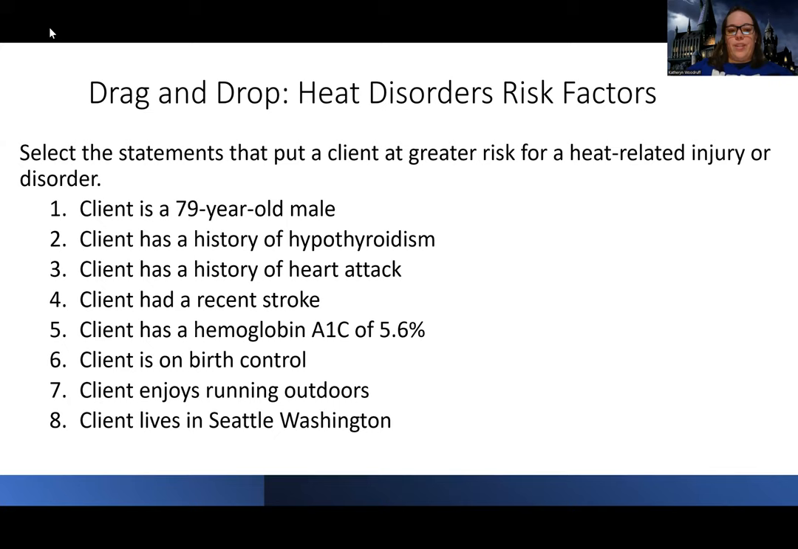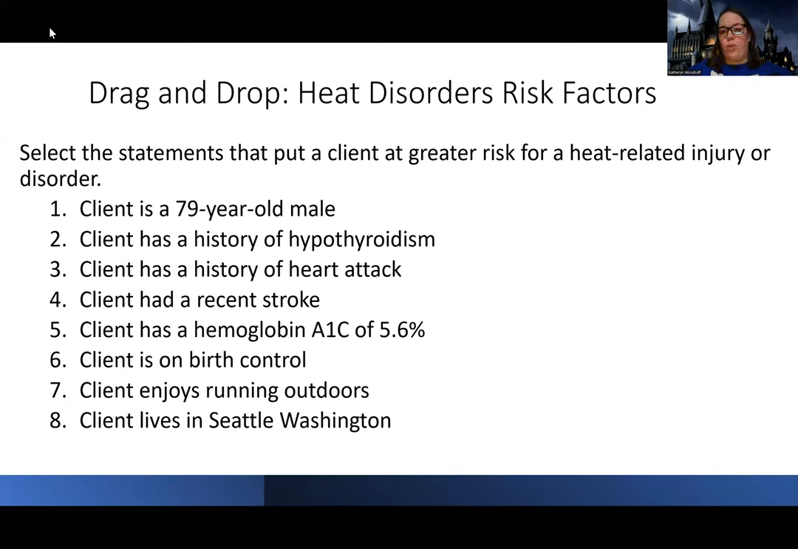This one's a little bit trickier. It says client has a hemoglobin A1C of 5.6. If you know your hemoglobin A1C, which hopefully by now you do, 5.6 is a good hemoglobin A1C. What this is really testing is that you might go, ooh, diabetes, hemoglobin A1C, yeah, that's it, because diabetes is a risk factor for heat-related disorders. But if I have a hemoglobin A1C of 5.6, am I actually diabetic? At this point, there's nothing to show they're diabetic. So no, having good glucose control does not put you at risk for heat-related disorder.